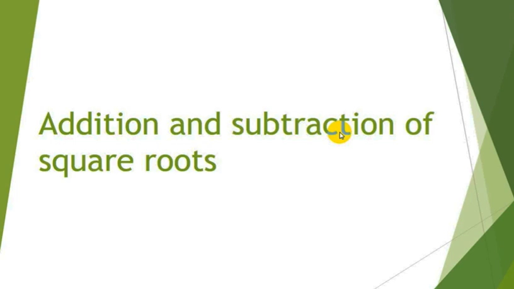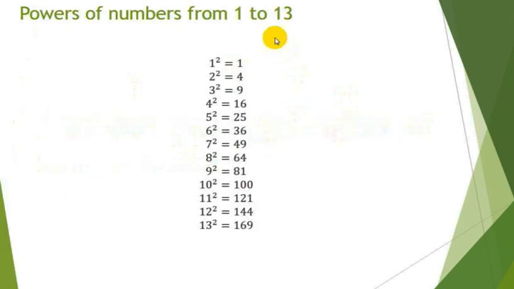Hello students, today's lesson is addition and subtraction of square roots. Before we start, you should study the following numbers: the squares of the numbers from 1 till 13. For example, 1 squared is equal to 1, 2 squared is equal to 4, 3 squared is equal to 9, 4 squared is equal to 16, and so on till the end.